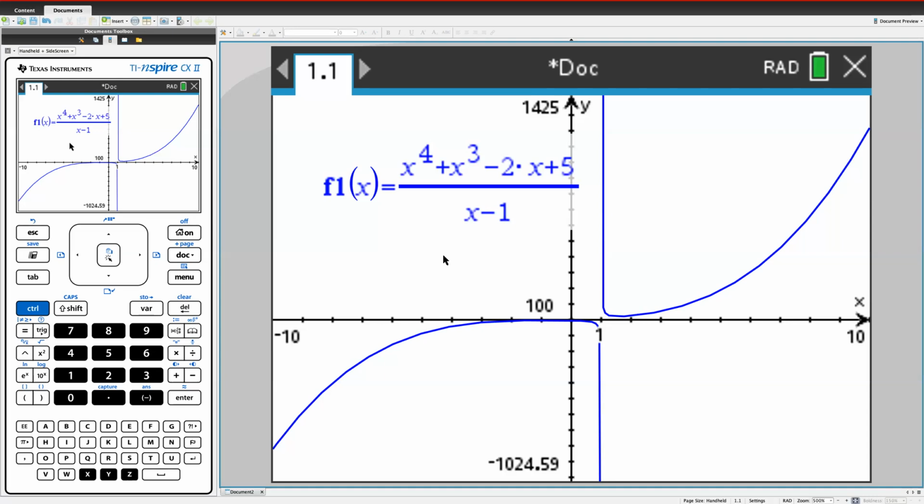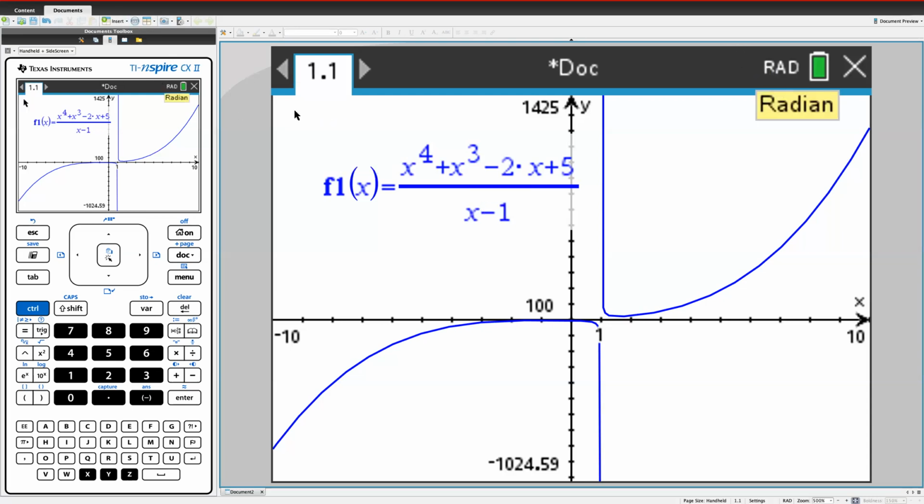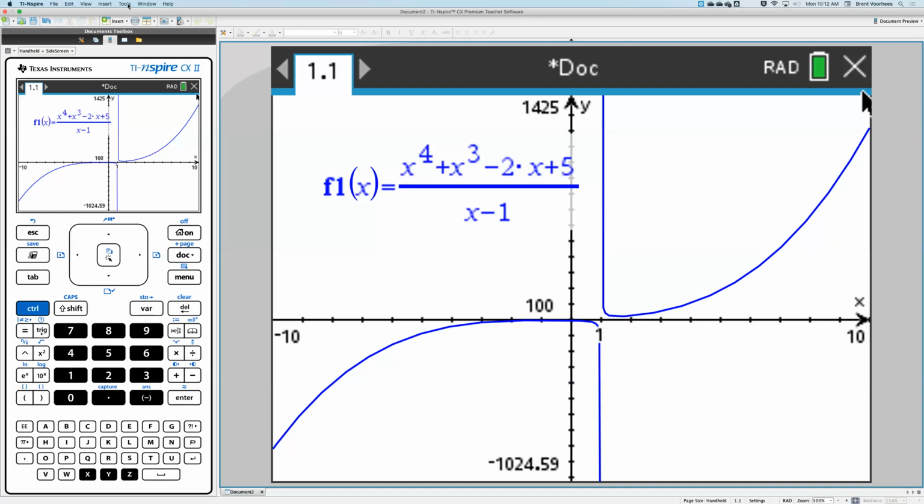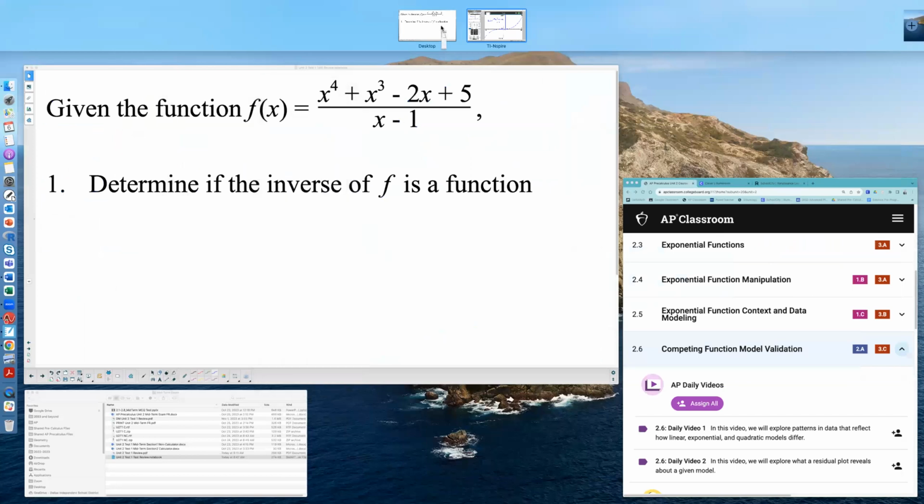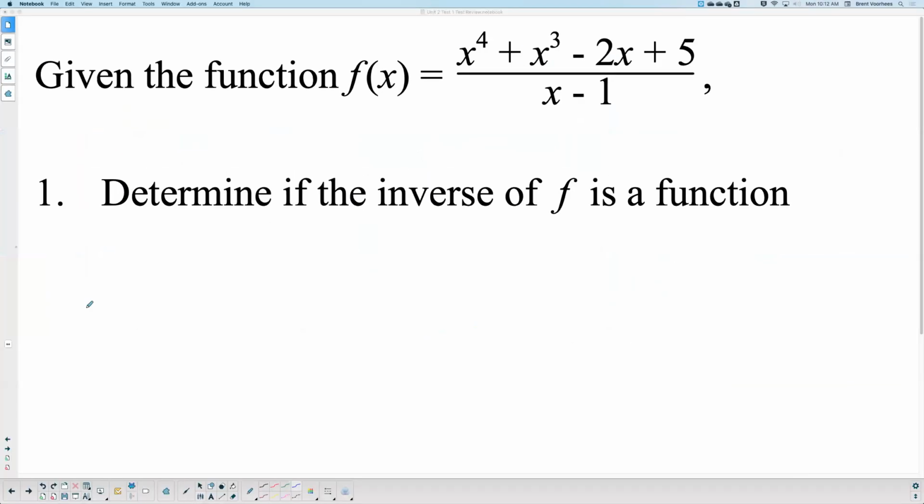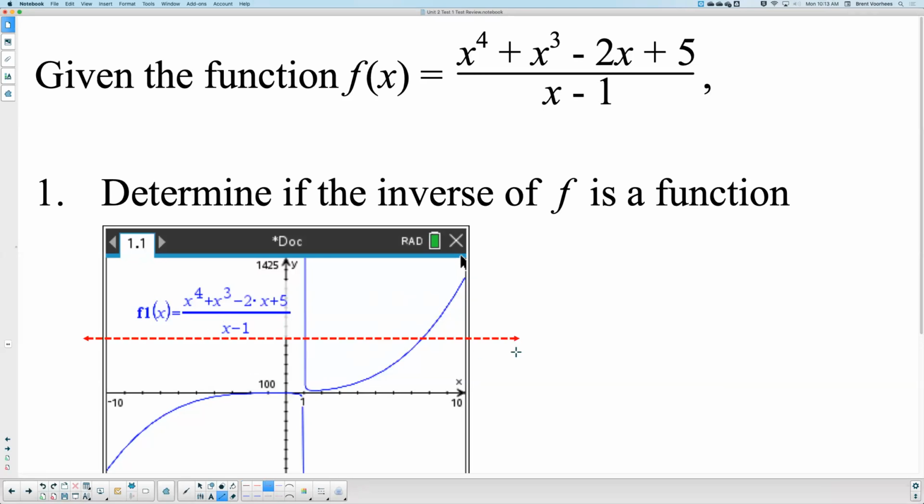Here's a question for you. Does this graph pass the horizontal line test? No. Great. All right, let me go take this over to our notes. So just do a quick sketch in your notes. Make sure you remember why this does or does not have an inverse.